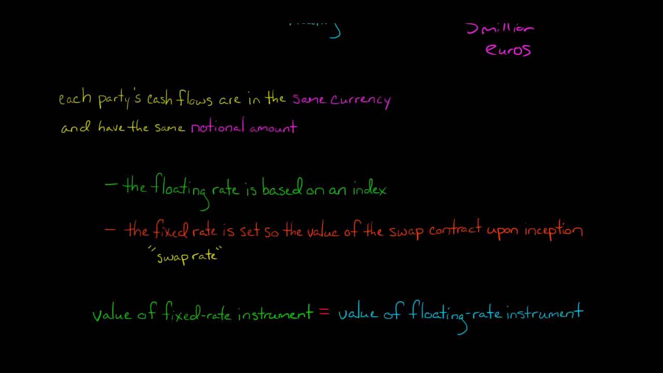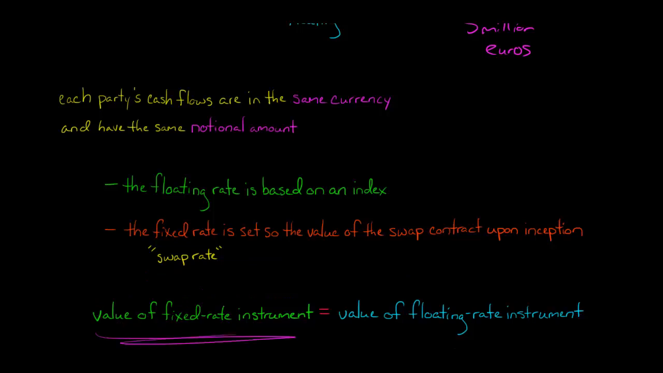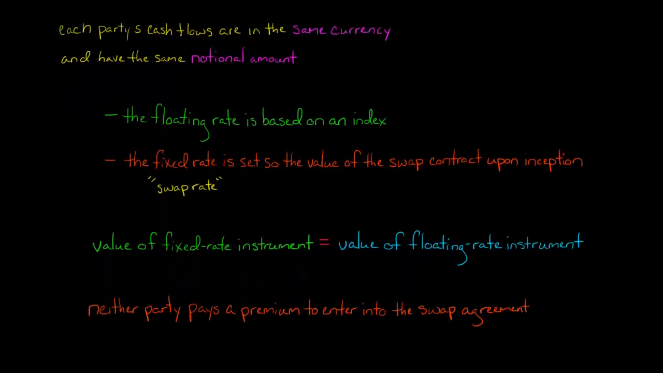So neither party is going to need to pay the other one a premium to enter into this agreement. Now, the fixed rate is also known as the swap rate. And if you're wondering how the value of the swap contract is 0 upon inception, the swap rate is set such that this equation is going to hold: the value of the fixed rate instrument upon inception of the swap contract is going to be equal to the value of the floating rate instrument. So both parties enter into this, and neither of them has to pay a premium to enter into the swap agreement.